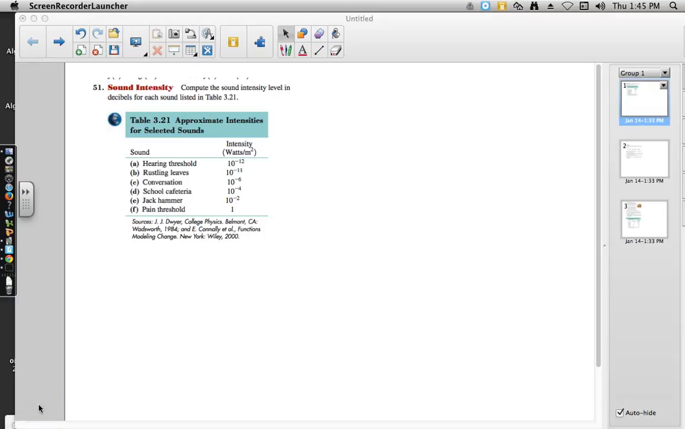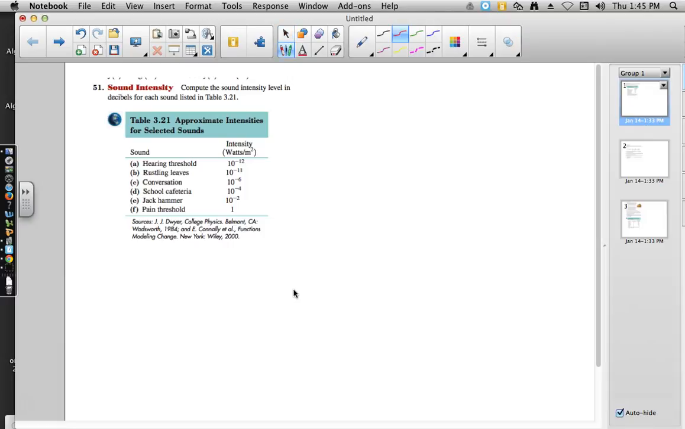These are the frequently asked questions for pre-calculus for section 3-4, day 2, with just a few of the word problems here, 51, 63, and 65. So 51 said compute the sound intensity level in decibels for each sound listed in table 3.21.